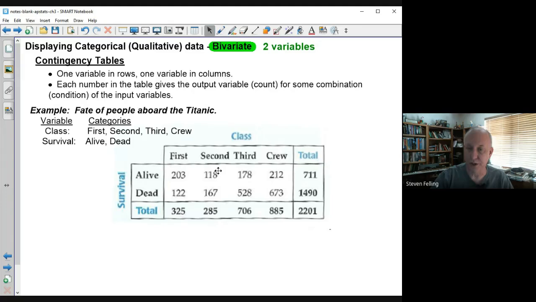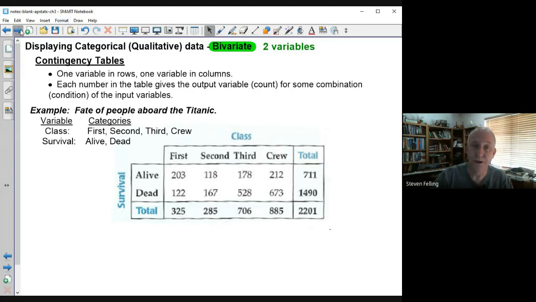And each number in the table gives counts, and then along the edges here, these are called the marginal totals. So they just sum up each total row or column. All right, so the variables would be class and survival, and then the values of the class variable will be first, second, third, or crew, and the values of the survival variable will be alive or dead. These numbers are not the values. These show how the data is distributed across the values.